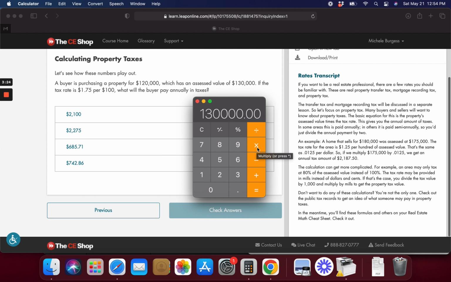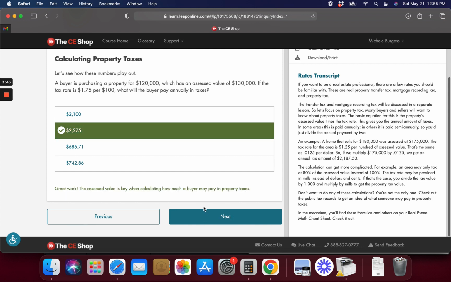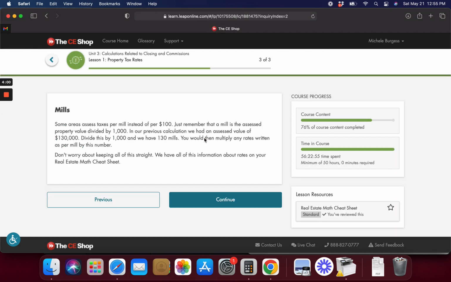175,000 times 0.0175, $2,275 would be the annual taxes. So you're taking the assessed value and then you're multiplying it by this. Or you can do it the long way. We just added the 0 in front of it. Okay. Mills. Oh no, mills. Okay. Don't worry about keeping all this straight.